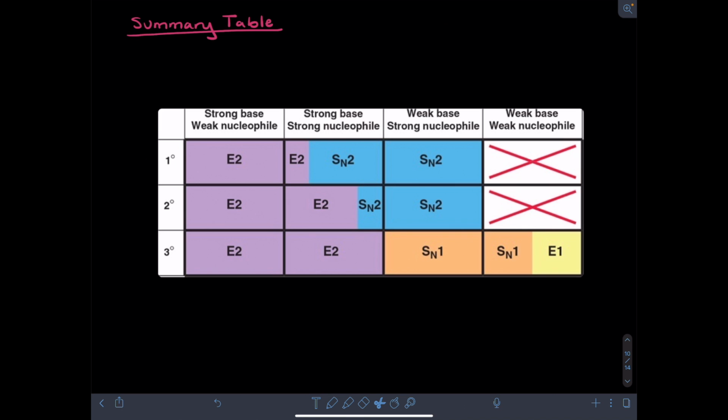The textbook has a really nice table summarizing these different predicted mechanisms for all of our different classes of bases and nucleophiles. I recommend taking a screenshot of this table from the textbook so that you can easily reference it later.